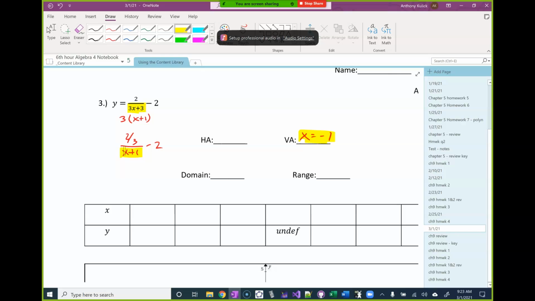So just as an aside, I'll fill in the rest of this. Megan, so far so good?